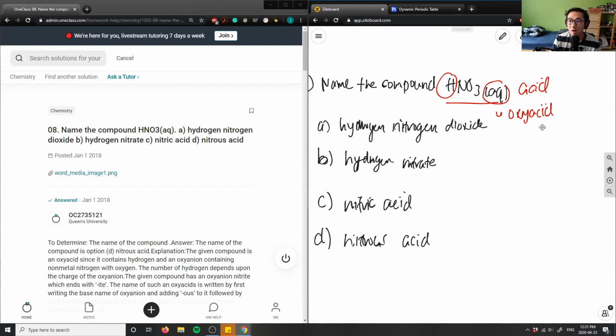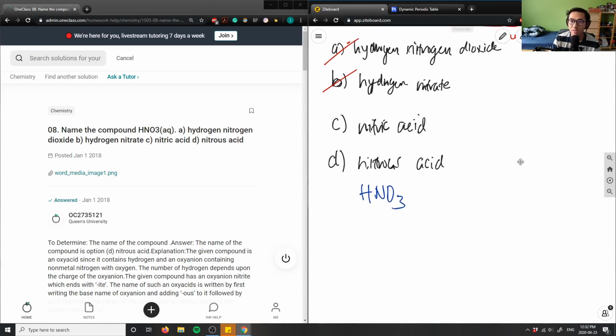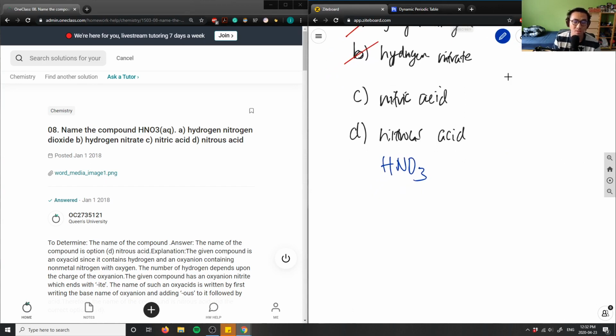So how do we name an oxyacid knowing that? Well, knowing it's an oxyacid, A and B are definitely the wrong answers, right? Because I have an acid here. So it's either C or D as our answer. So let me write this down in blue, and I'll write down the oxyacid naming rules here. So we have HNO3. What we can do with HNO3 is break this down into its elements here, right? So we have H plus, which is hydrogen, and we have a polyatomic ion, which is NO3 minus, right?